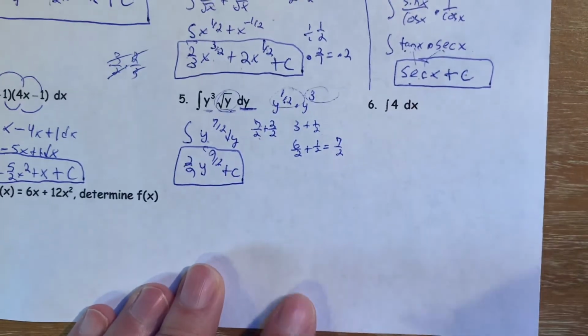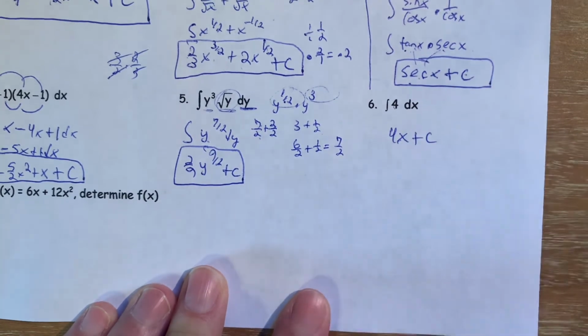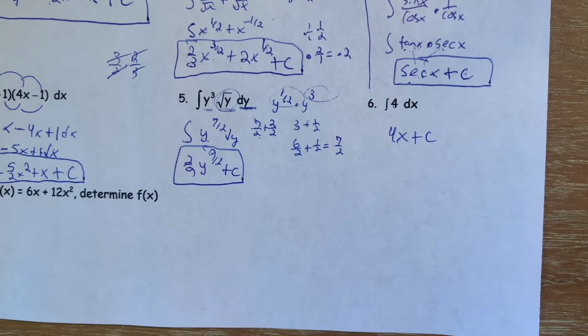The integral of 4, what will give you that derivative? Well, it's just 4x plus c. The derivative of 4x is 4. Okay. Now, I will say this, guys.